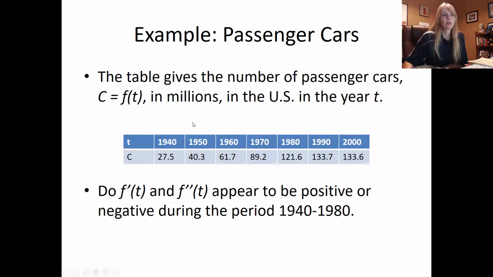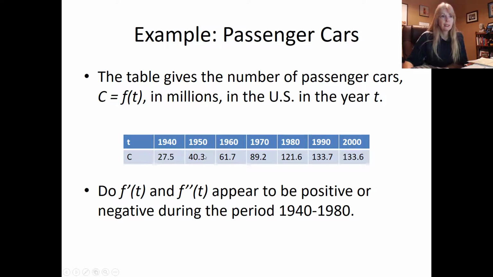Let's see an example here. It says the table gives the number of passenger cars, so cars here with the function evaluated at t, where t is in the US in a particular year, and our number of cars are in millions. It says does f prime of t and f double prime of t, so does the first derivative and the second derivative appear to be positive or negative?